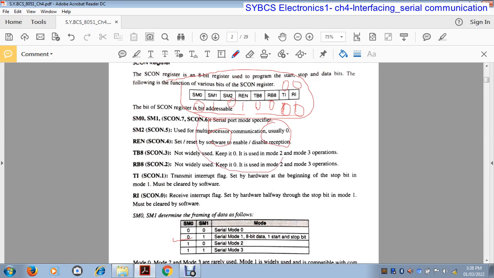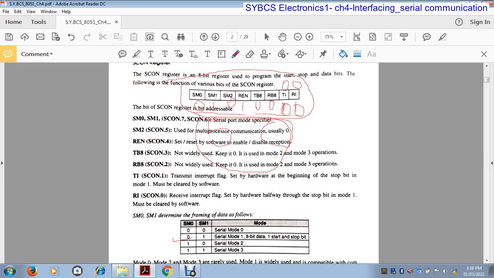Okay, so 0 0 0 represents 0. So the value 50 is stored in the SCON register. This means that SM0 and SM1 are for mode 1. SM0 and SM1 are used for mode selection, so these two bits are 0 1.